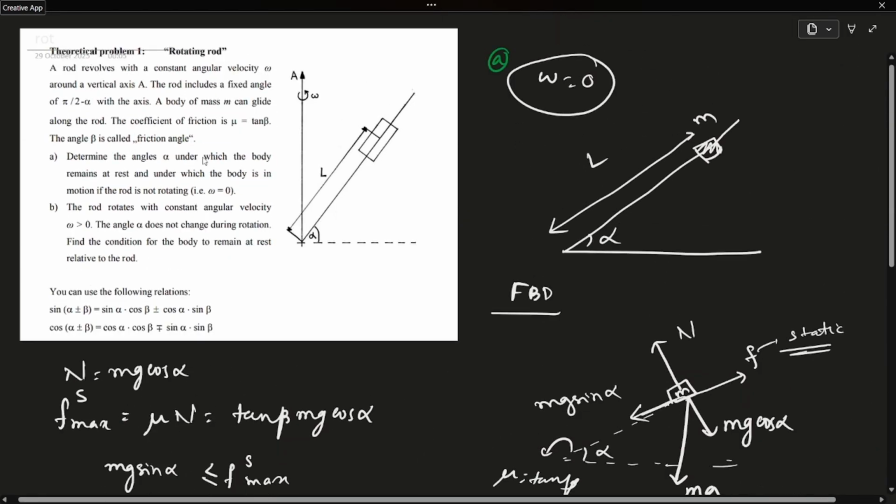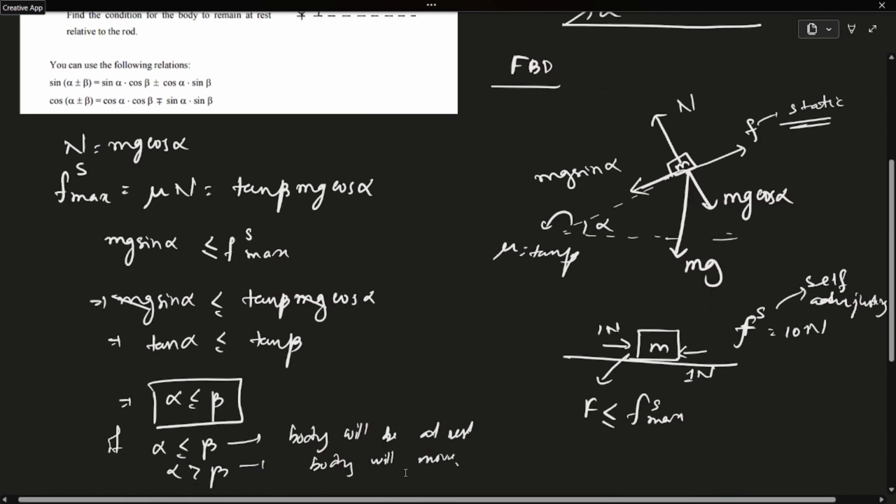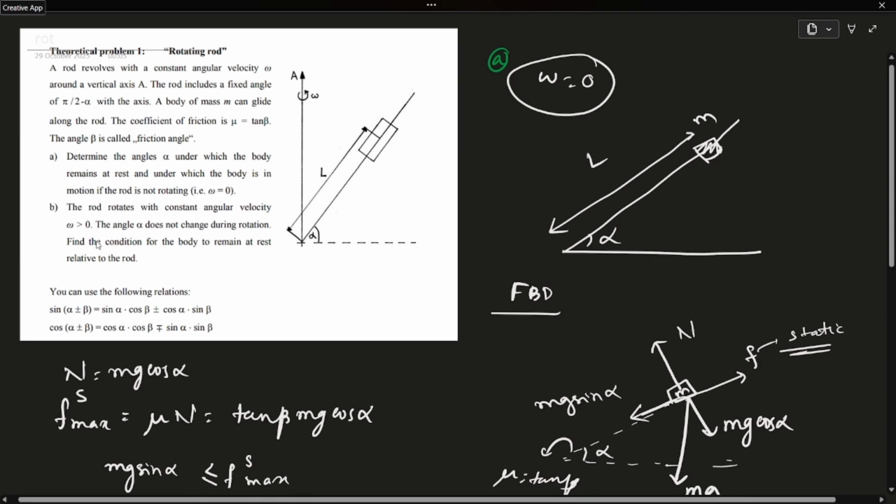So this is our first part. If alpha is less than or equal to beta, the body will be at rest. If alpha is greater than beta, the body will move. Let's go for the B part.